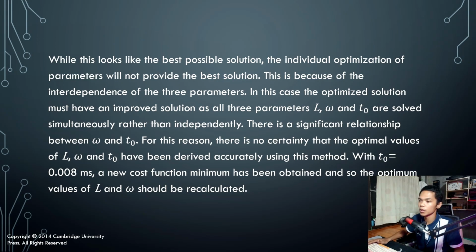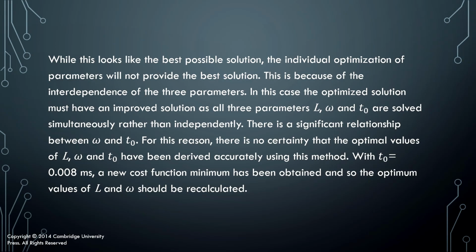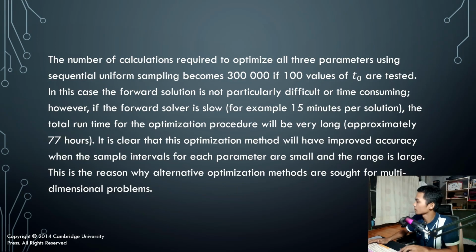With t sub 0 equal to 0.008 or 8,000 millisecond, a new cost function minimum has been obtained, and so the optimum values of L and omega should be recalculated. The number of calculations required to optimize all three parameters using sequential uniform sampling becomes 300,000 if 100 values of t sub 0 are tested.